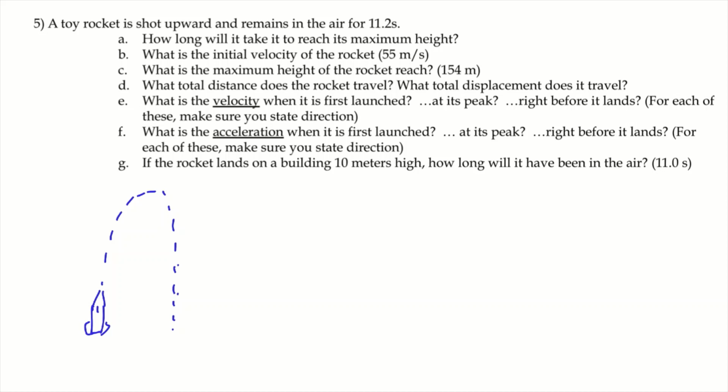So the first thing is, how long will it take to reach the maximum height? Now if you notice, the total time is 11.2. Since we're landing at the same height, we can assume that it's symmetrical. So that means if the total time is 11.2, that means the time up, so we'll say time to the peak, should essentially be 1/2 of that, right? 1/2 of 11.2 equals 5.6 seconds.